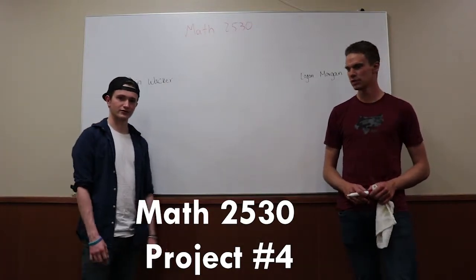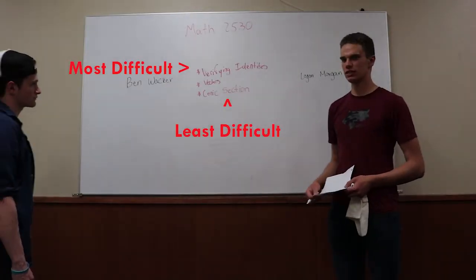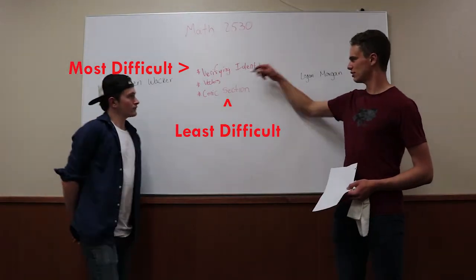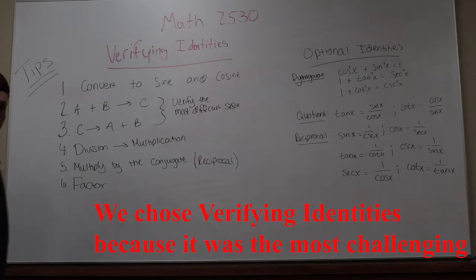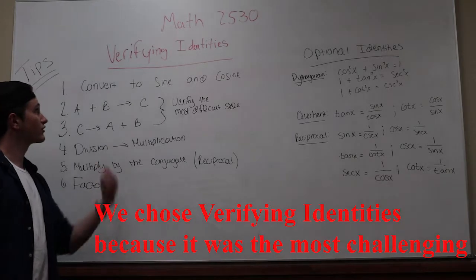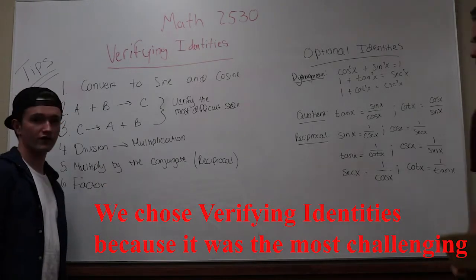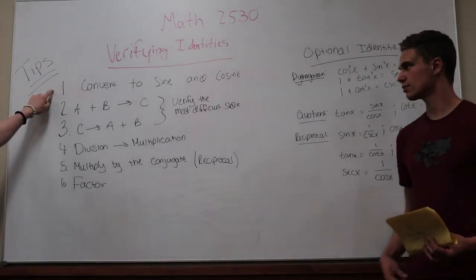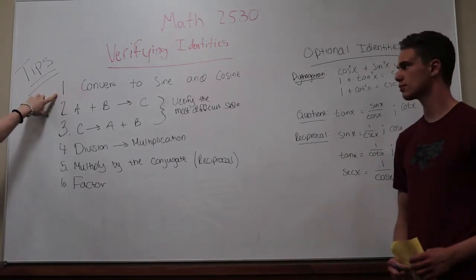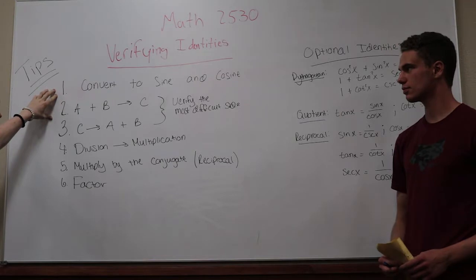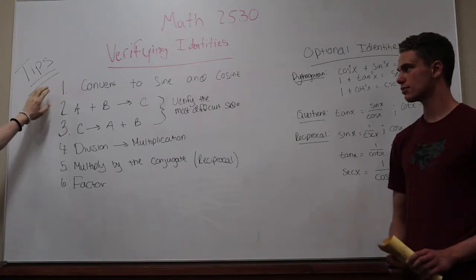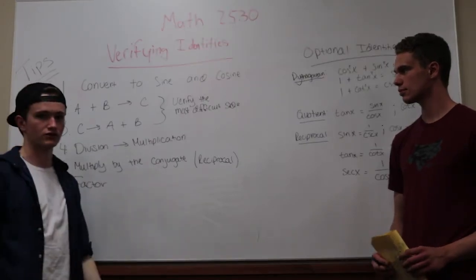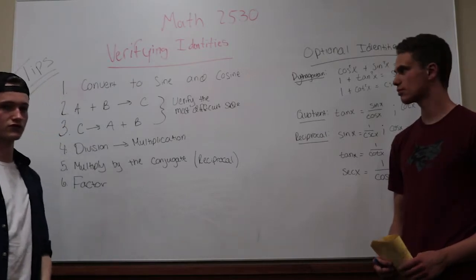And I'm Ben Wacker. Three topics that we thought were difficult for this semester were verifying identities, vectors, and conic sections. So we have 6 tips that you could use for verifying identities, and we're just going to go through them. Step number 1 is to convert to sine and cosine, and this is something that we emphasize in class. That's just saying if you have tangent or cotangent, cosecant, and secant, to convert those all to sine and cosine.